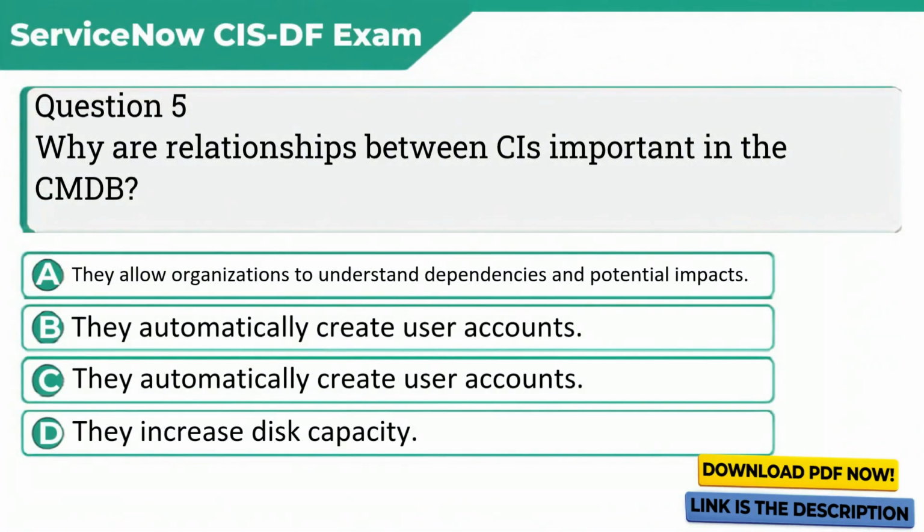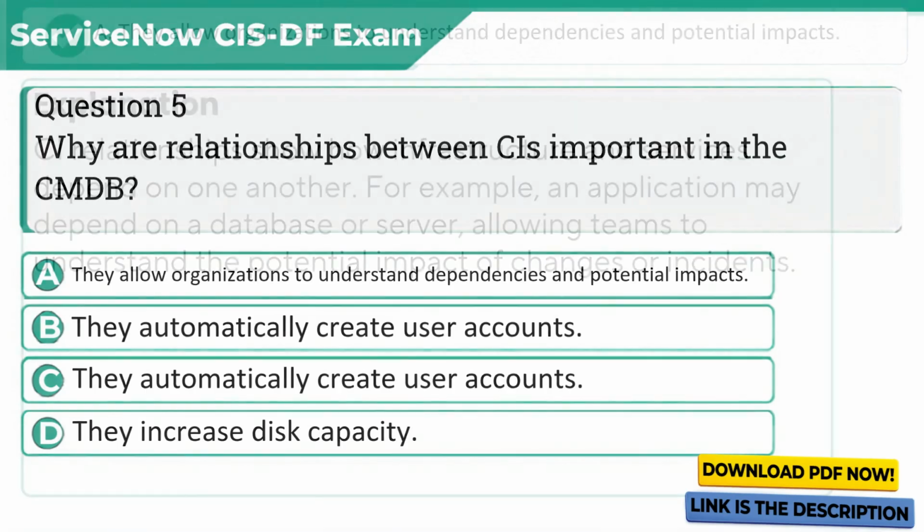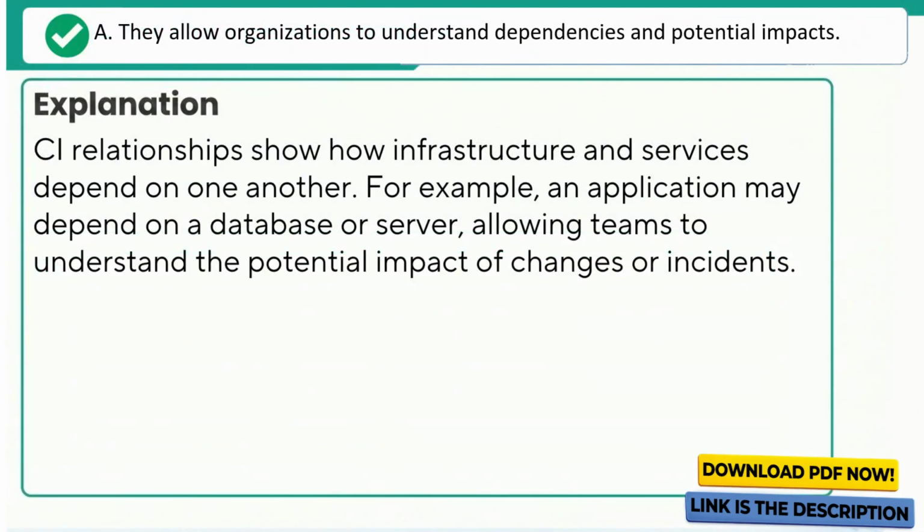Question 5. Why are relationships between CIs important in the CMDB? A. They allow organizations to understand dependencies and potential impacts. B. They automatically create user accounts. C. They replace data validation. D. They increase disk capacity. Correct answer A. They allow organizations to understand dependencies and potential impacts.